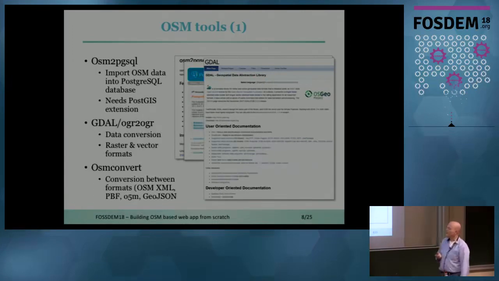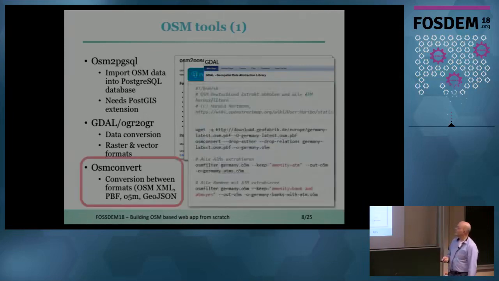OSMconvert is, I think, a very new one. It allows conversion between different formats, and sometimes you need that in order to extract the data you want to work on. For instance, here you can use osmfilter to filter certain attributes, but you need this format here, O5M, and you can produce it with OSMconvert, for instance. Therefore, I came across it.